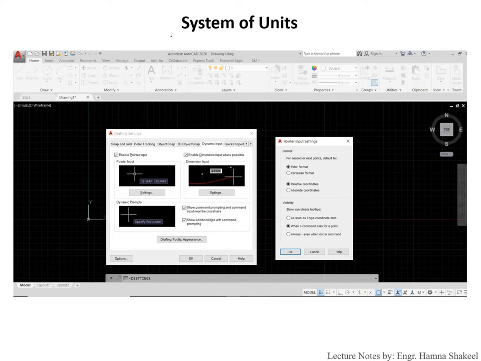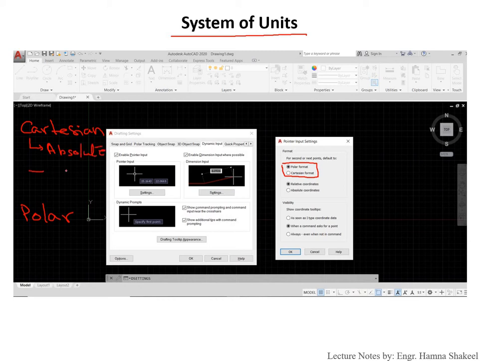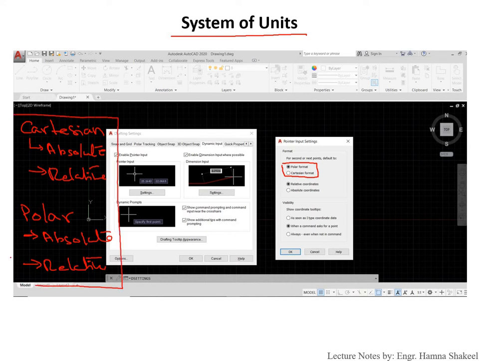In this video, we are going to learn about the coordinate system that is followed by AutoCAD. So AutoCAD basically follows these two coordinate systems. One is the Cartesian system and the other one is polar system. In Cartesian system, you can either use absolute method or you can use relative method. Similarly, in polar coordinate system, you can either use absolute method or you can use relative method. So basically, you have four combinations that you can use to define a location of a point.